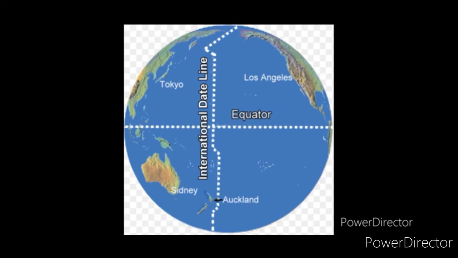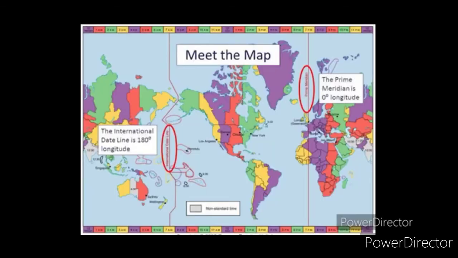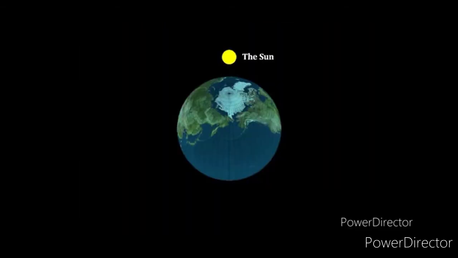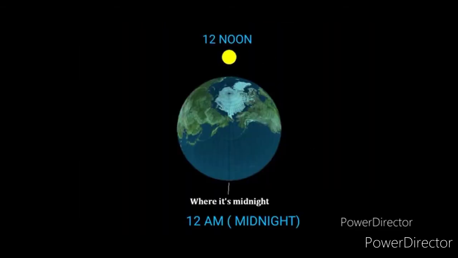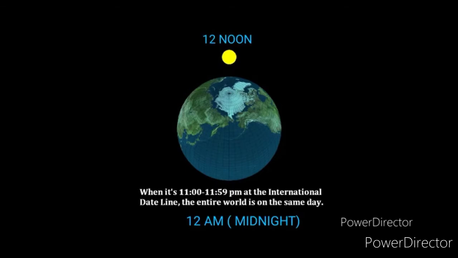As we move eastward of the prime meridian, we gain time, and at 180 degrees east it is 12 hours ahead of Greenwich Mean Time. And when we move westward to 180 degrees west, we will be 12 hours behind Greenwich Mean Time. This is the sun at the prime meridian. Here it is 12 noon, and opposite to the prime meridian at the international date line it is 12 midnight.